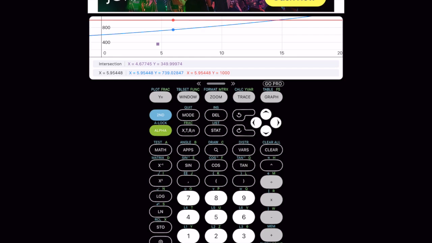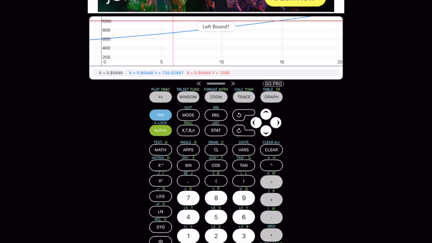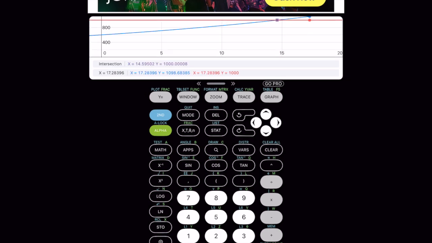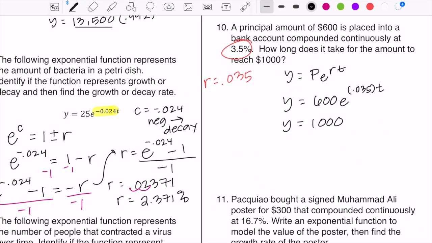So this calculator is a little different being on the iPad than your graphing calculator. So if it is on your graphing calculator, I'm going to say those directions just because that's what you'll have on the test. You're going to do second trace, hit intersect, and then just hit enter, enter, enter. I have to do a little bit more on my end. So just give me a second. And then the point of intersection is 14.595 years. So this is t equals 14.595 years.